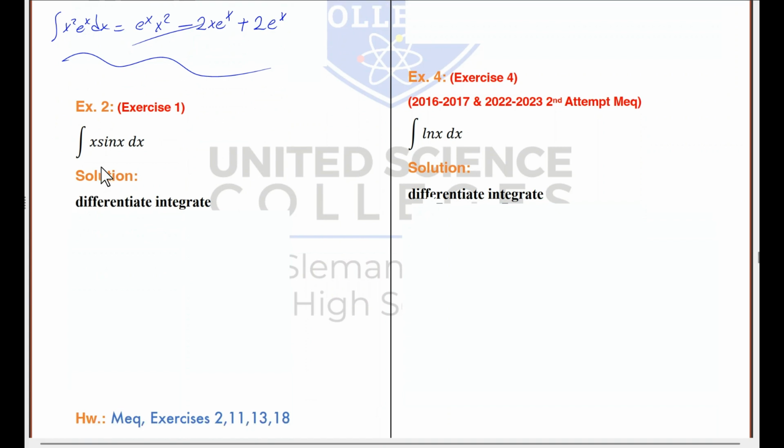x sin x. We have an algebraic function, a polynomial function, and a trigonometric function. Two different kinds of functions are multiplied. So, as in the previous question, the polynomial function is easier to differentiate. Derivative of x is 1, derivative of 1 is 0. The other one will be integrated.